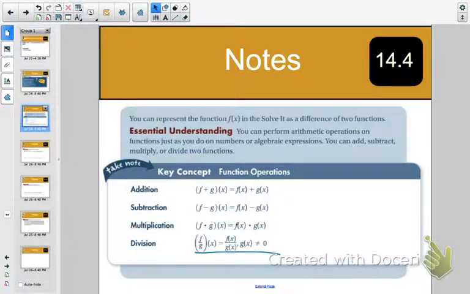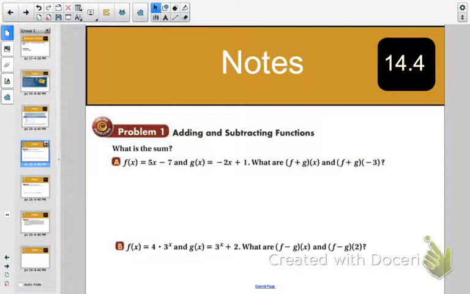So, pretty straightforward there. Okay, we'll start off with a pretty simple one here. It says find the sum. Sum meaning you're adding the two. So you have your two functions f of x and g of x. What is f plus g of x? Basically you're just going to add the like terms. So 5x plus negative 2x gives us 3x. Negative 7 plus 1 gives you negative 6. So 3x minus 6 would be the sum of those two.